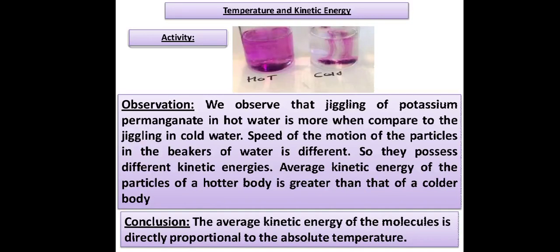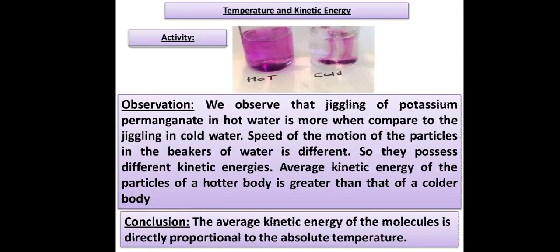This happens because the molecules of water in both the bowls are in random motion. We observe that jiggling of these crystals in hot water is more when compared to the jiggling in cold water. Bodies possess kinetic energy when they are in motion. The speed of the motion of these particles, that means the crystals of potassium permanganate in the two bowls of water, is different. We say that they have different kinetic energies.